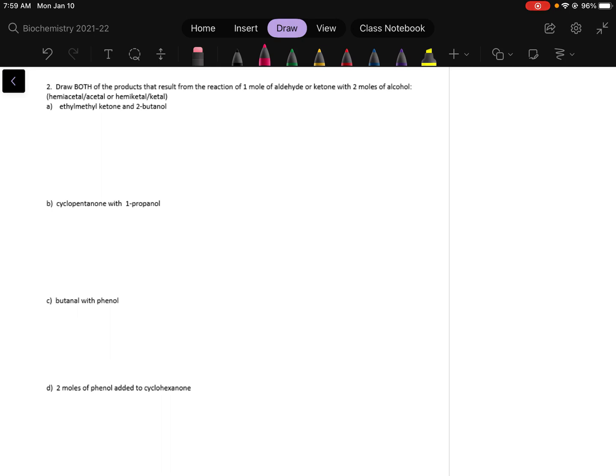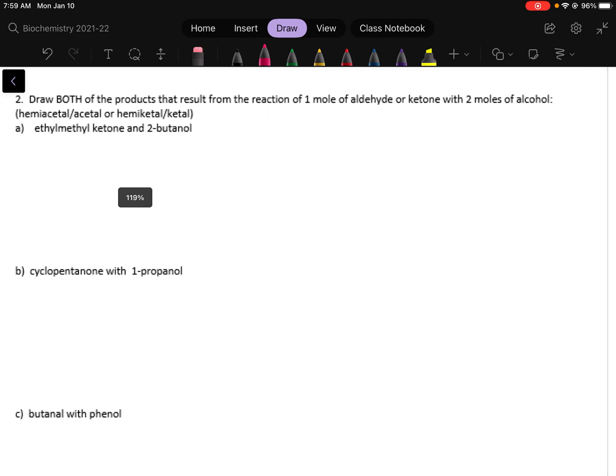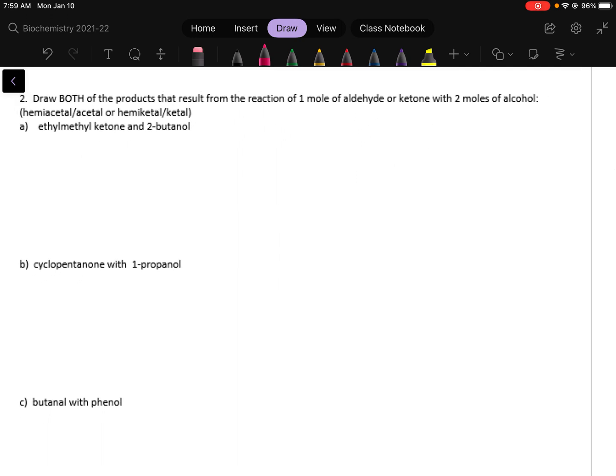It says, draw both of the products that result from the reaction of 1 mole of aldehyde or ketone with 2 moles of alcohol. So this whole next set of problems is really more just practice using these patterns of reactivity and redox reactions. So I'm going to go with a little bit of extra explanation on this one.